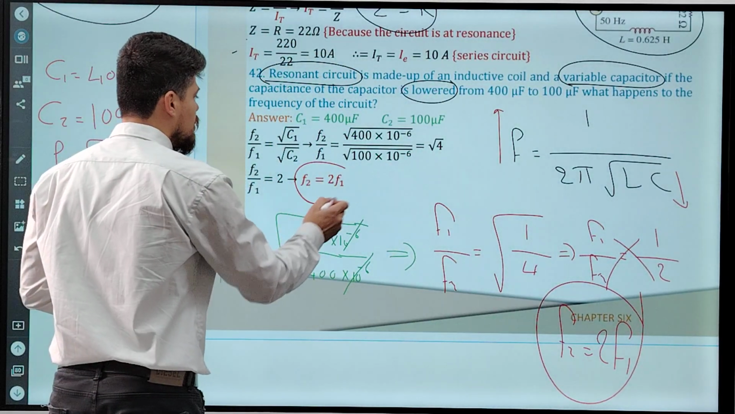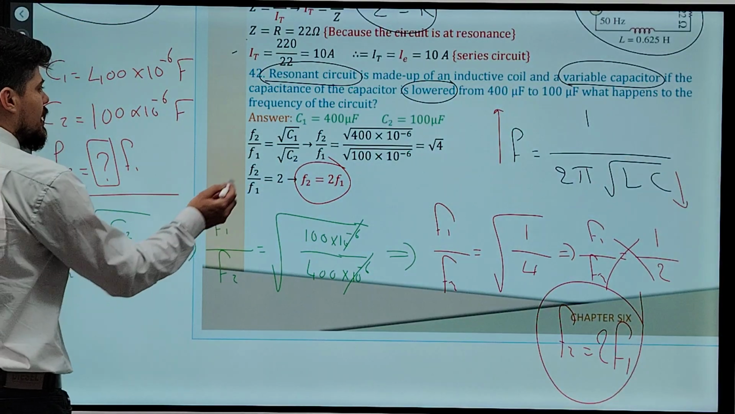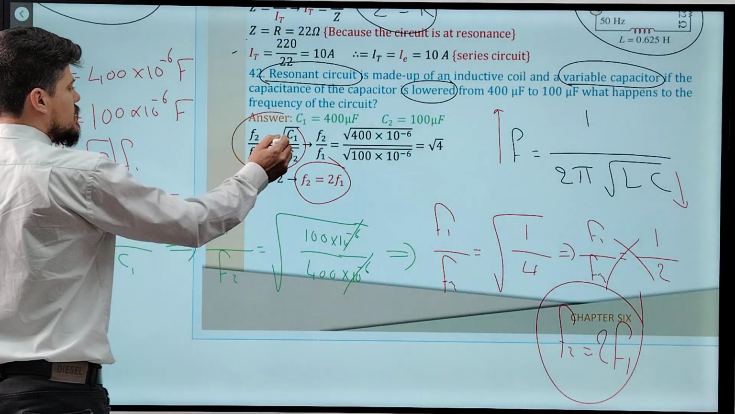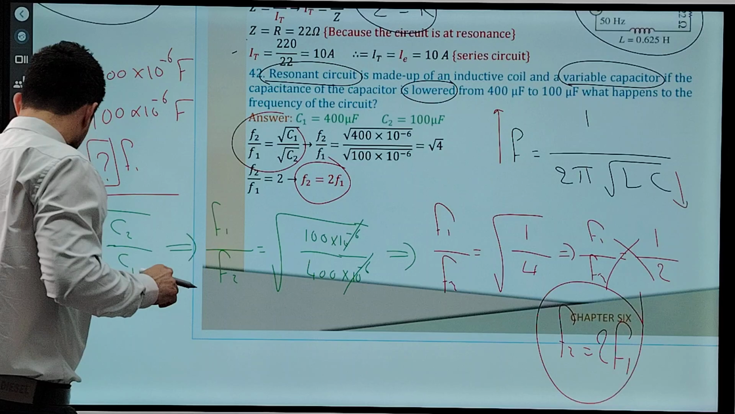Okay? So F2 is equal to what? 2F1. So is it possible to write down the equation like that? F2 over F1, C1 over, yeah, it's okay. The same thing you can do like that. Okay?